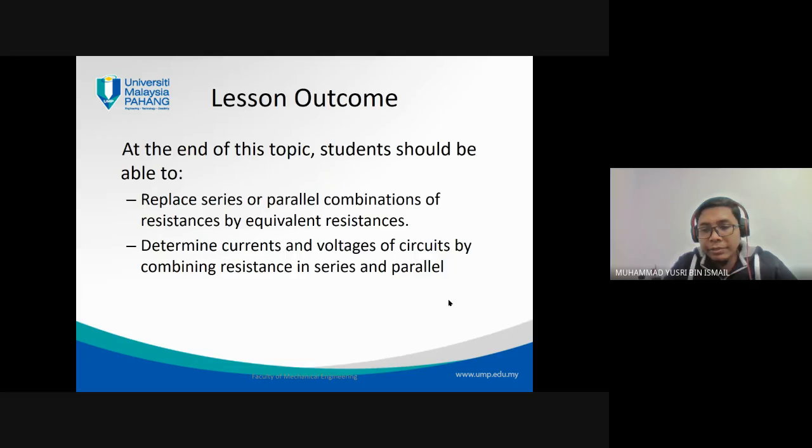This is only a refresh for all of the students before we proceed to the much more advanced circuit analysis. This is the lesson outcome. At the end of this topic, students should be able to replace series or parallel combinations of resistances by equivalent resistances, and then determine the current and voltage of a circuit by combining resistance in series and parallel.